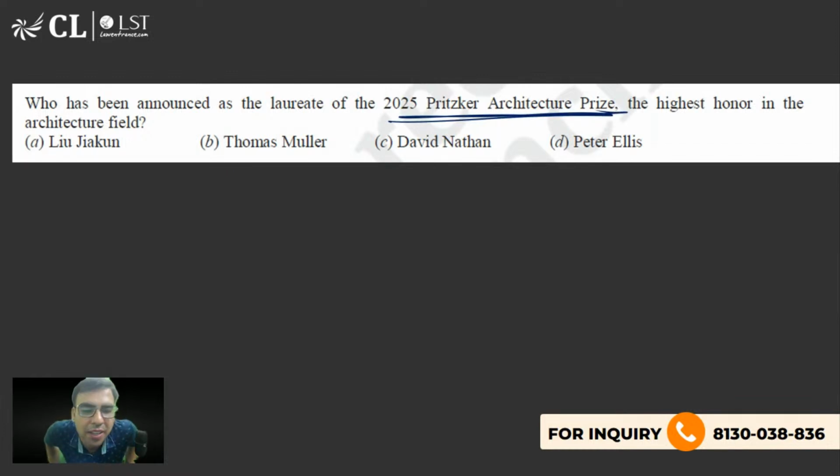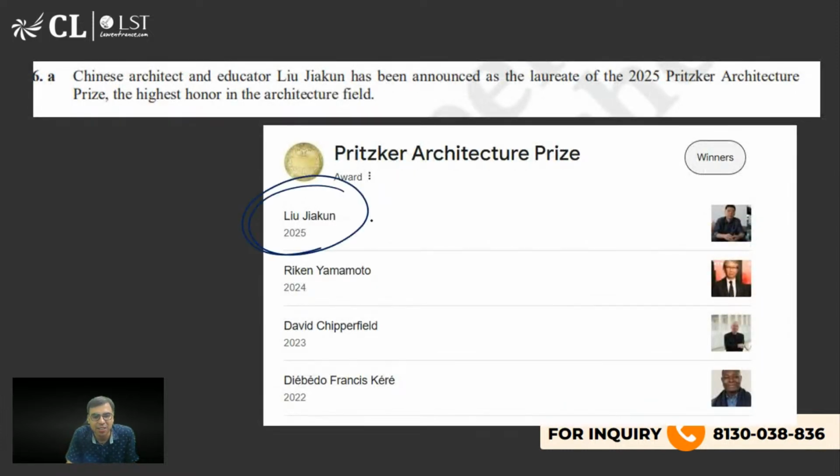The Pritzker Prize is given in the field of architecture. I'm not asking which field, but which person has got it, sorry. I was expecting rhinoceros, you will find it in Assam, that's very easy. Yes, the right answer is option A, Leo Jayapur is the right answer to this question.